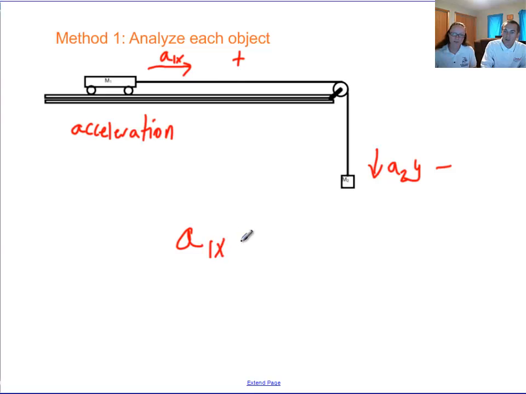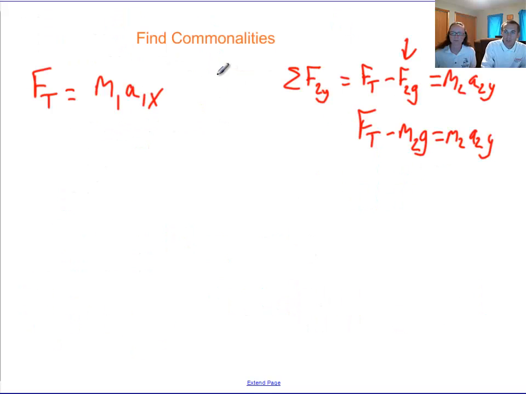So really we could say a1x is equal to negative a2y, or either way, a2y equals negative a1x. Okay, so we have that relationship. So we actually have a third equation to get in here. So I'm going to go ahead and write that one as well. a1x equals negative a2y.